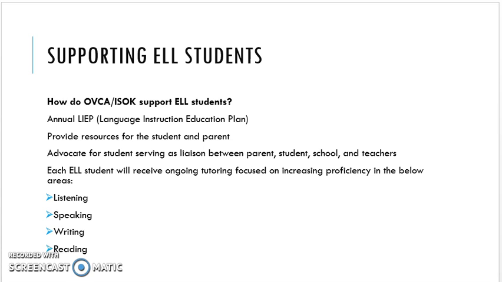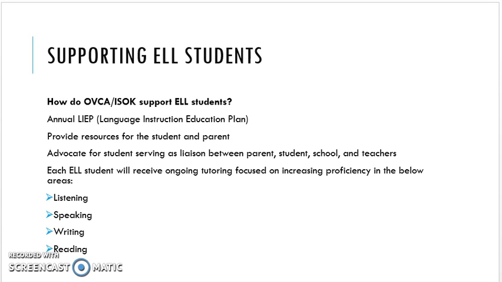It identifies their current English proficiency as well as their annual goals. We provide resources for the student and the parent. We advocate for the student, serving as the liaison between the parent, student, school, and teachers. Oftentimes, there might be a communication barrier or just a misunderstanding for the student, and as they're working on their English proficiency, we work to help that communication and partnership be more cohesive for these families.